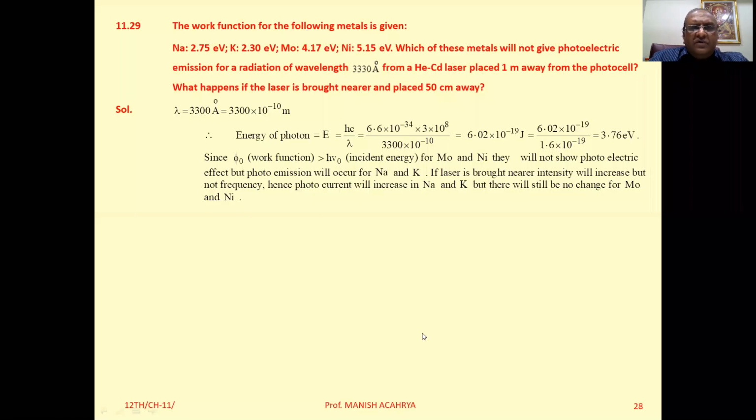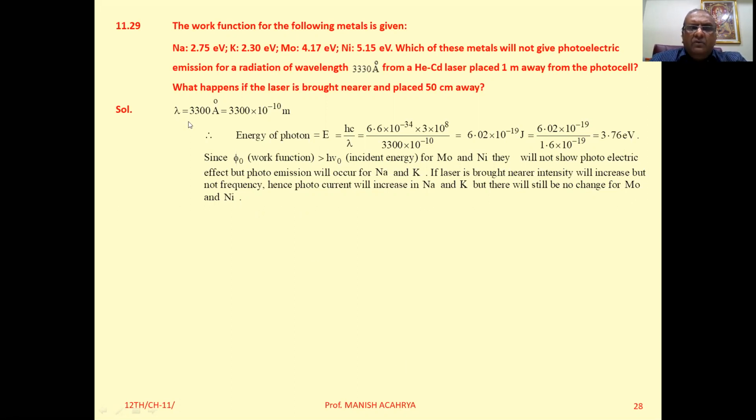11.29. The work function for the following metals is given: for Na 2.75 eV, K 2.30 eV, Mo 4.17 eV, Ni 5.15 eV. Which of these metals will not give photoelectric emission for a radiation of wavelength 3300 angstrom from a HeCd laser placed 1 meter away from the photocell? What happens if the laser is brought nearer and placed 50 centimeter away?